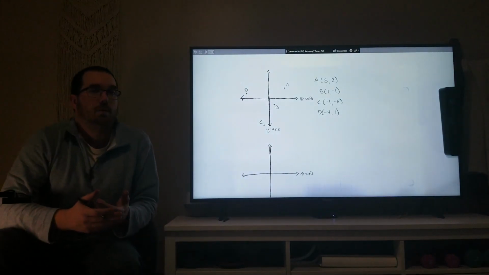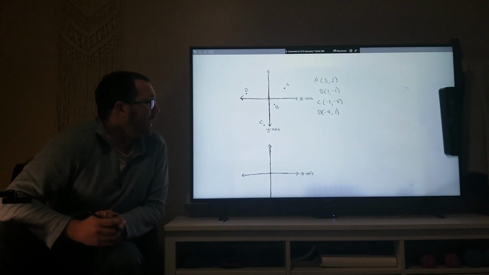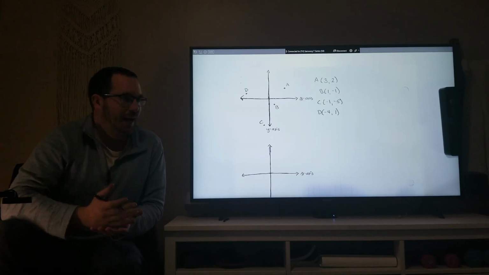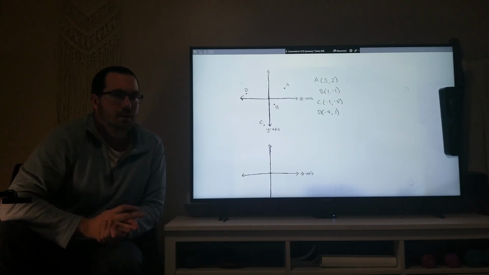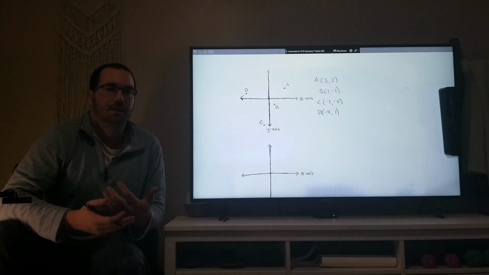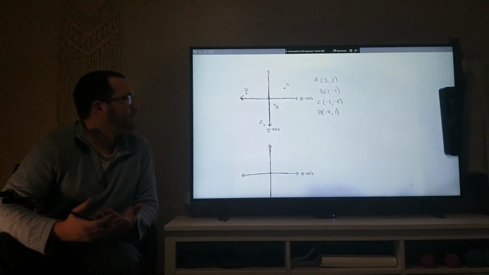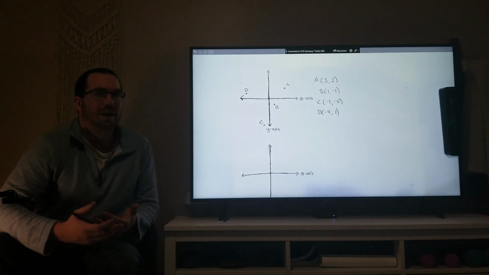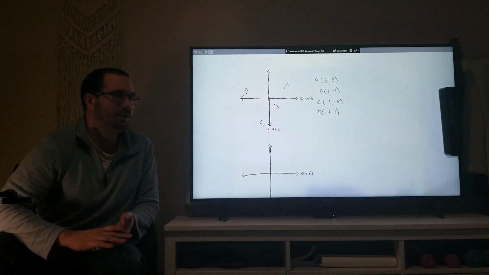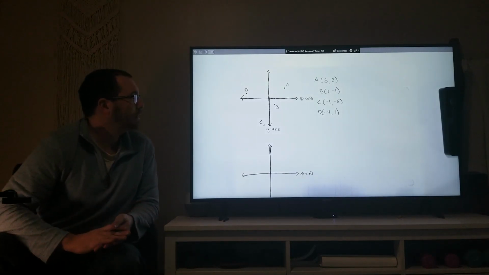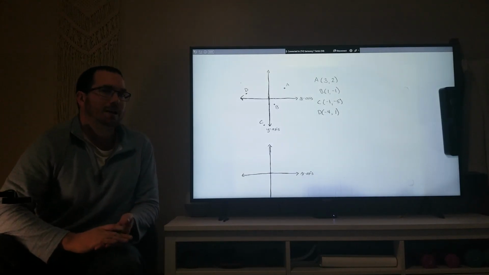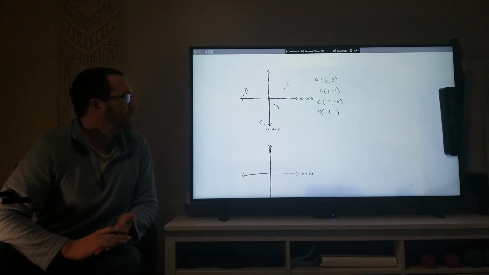Well, we're going to talk about reflecting today, and in order to be able to reflect a point, or as we're going to do later on, reflect a triangle, we need to first figure out what it's reflecting in. What's the reflection line, in other words?